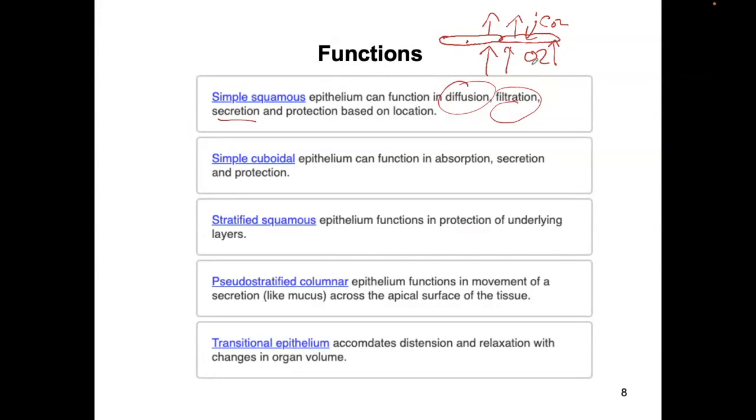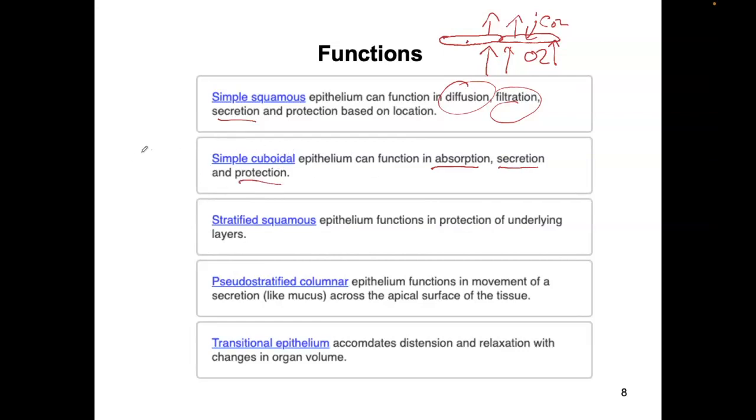So in terms of diffusion, you can have water diffusing through here. You can have elements. We can even have gases that diffuse. If it's one cell layer thick, it's easy, simple squamous. Now, simple cuboidal, these are found in parts of the kidney, good for absorption, secretion, and protection.